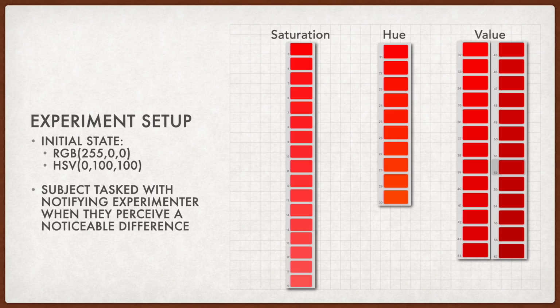HSV values are comprised of three parameters: hue, saturation, value, where hue is measured on a scale from 0 to 360 degrees, and both saturation and value are given as a percent from 0 to 100%.